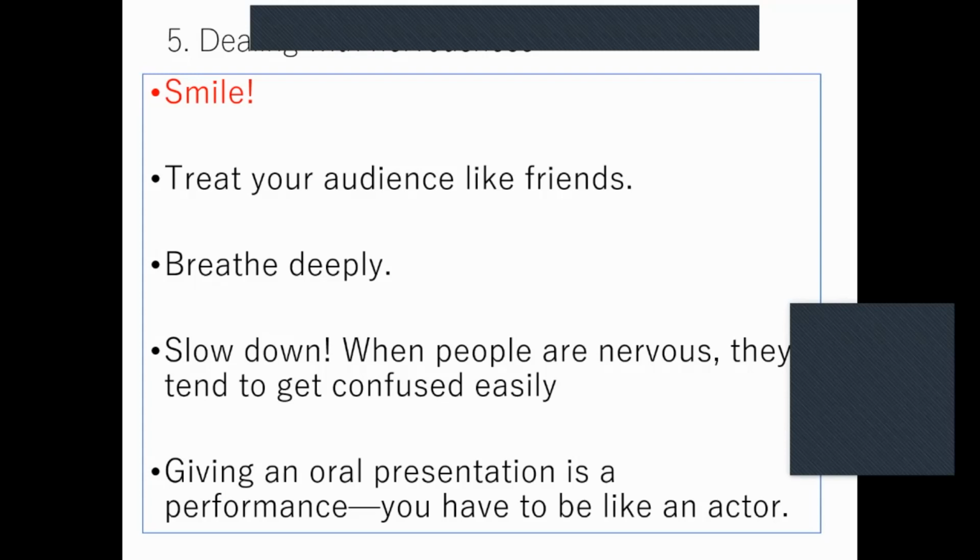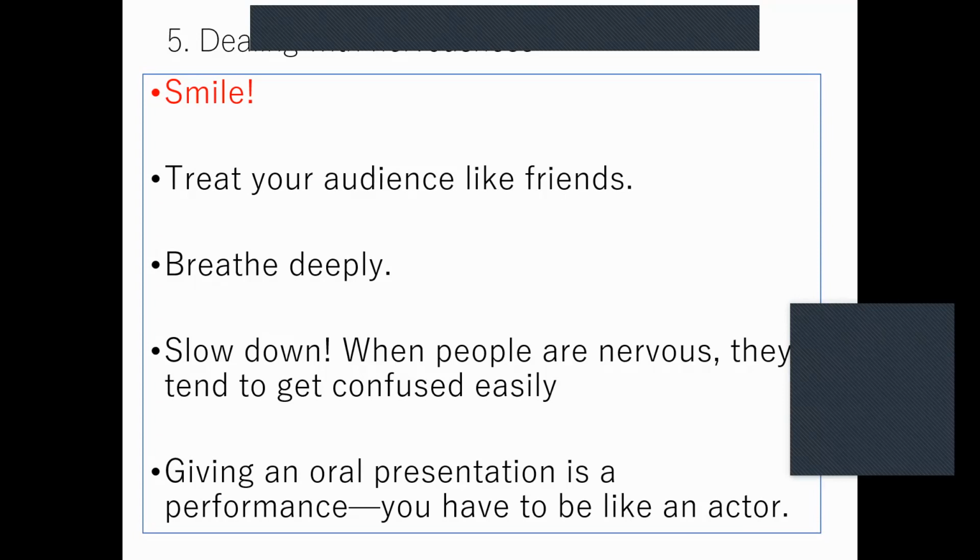Then treat your audience like friends, okay? Those who are listening, just treat them as your friends. They are not big professors, big researchers. They are not big shots, okay? Just consider them your buddies. They are your friends. If you feel that, then you'll never be nervous. I always do that.